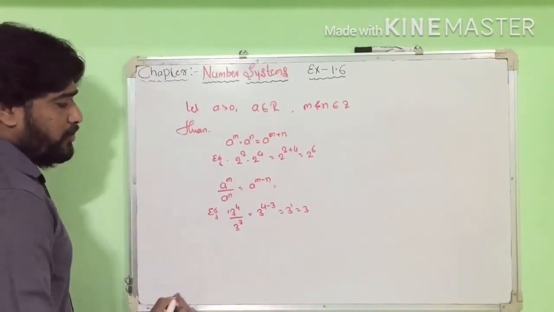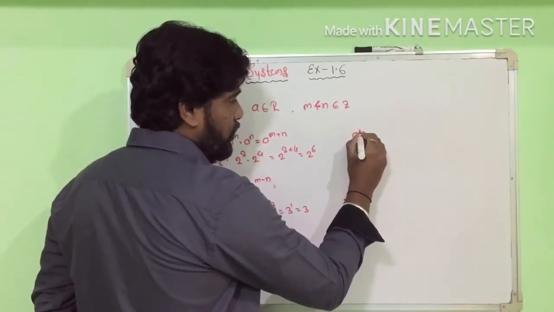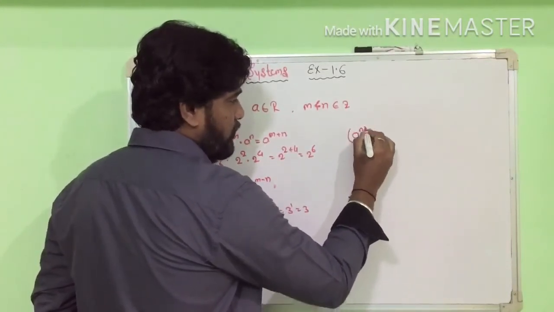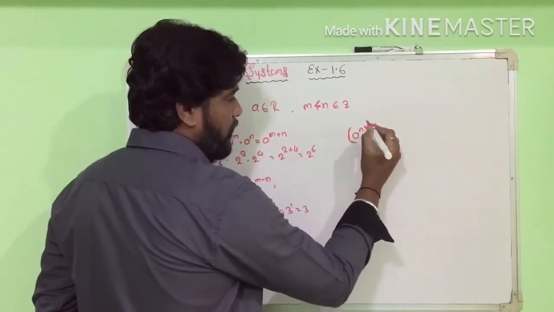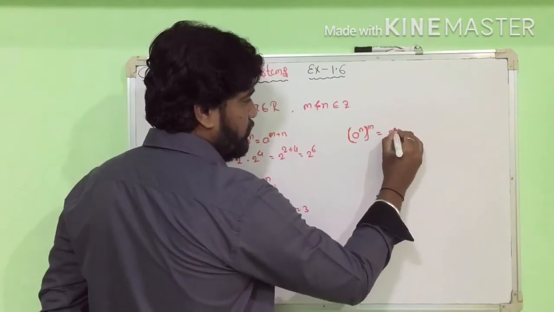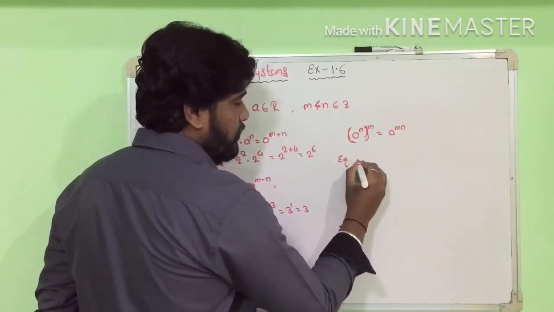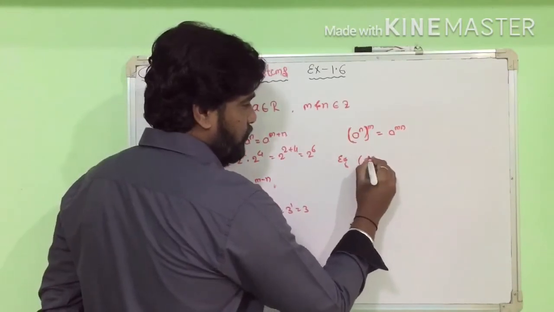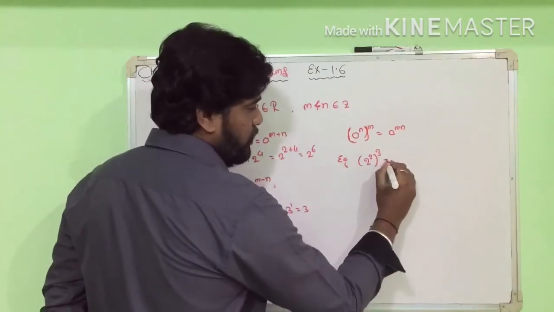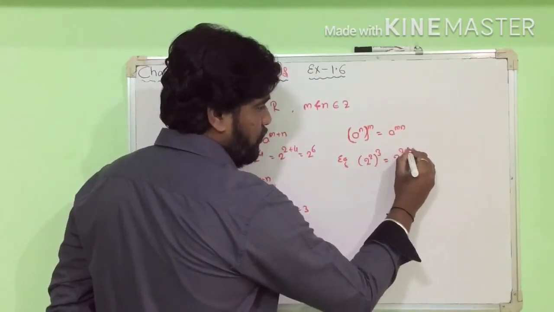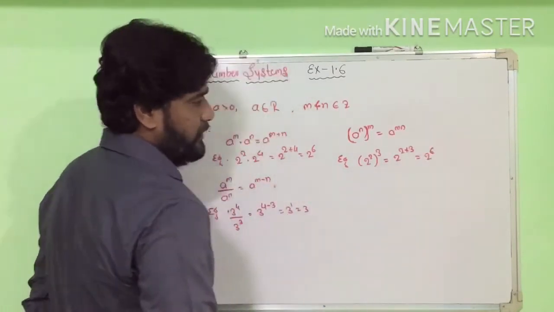Is it clear? So next, another one, a raised to n, whole bracket power m. We can write a raised to m into n. For example, 2 raised to 2, whole cube, is equal to 2 raised to 2 into 3, which is equal to 2 raised to 6.